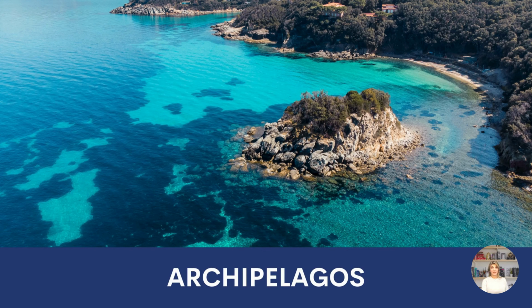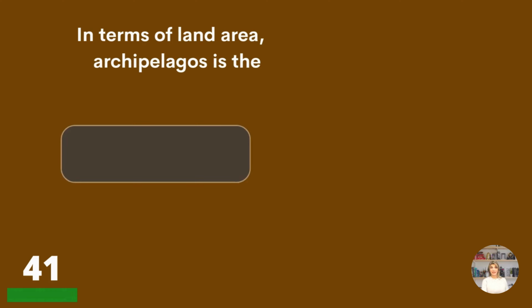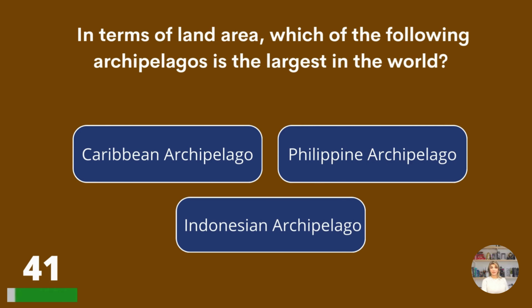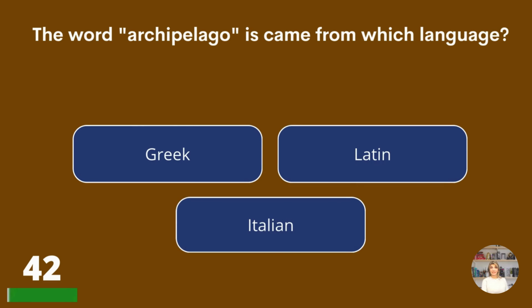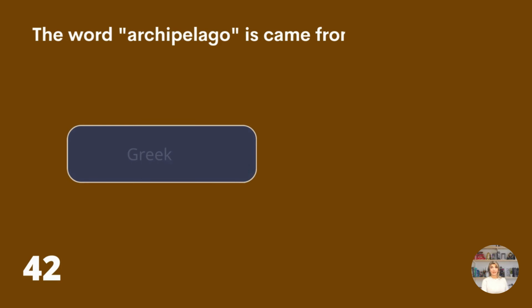And let's move over to archipelagos for question 41. In terms of land area, which of the following archipelagos is the largest in the world? The Caribbean, the Philippine, or the Indonesian archipelago? The Indonesian archipelago. The word archipelago comes from which language? Greek, Latin, or Italian? Greek.